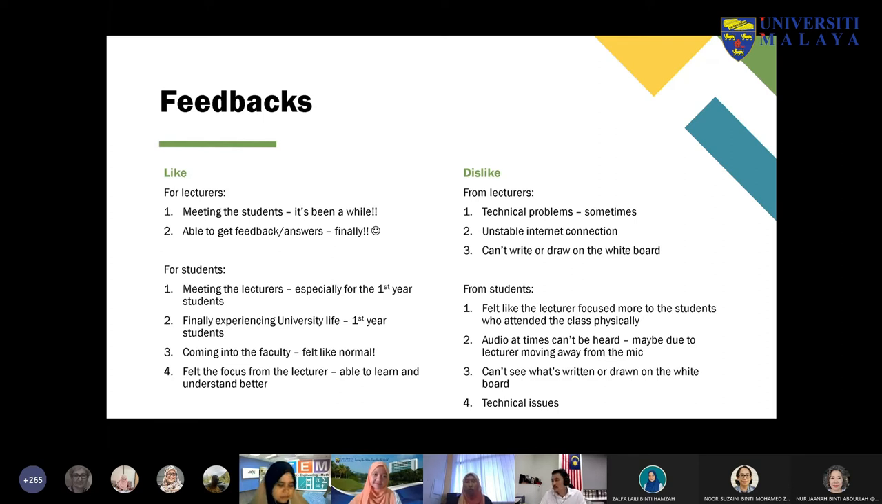And we can't write or draw on the whiteboard unless the camera is really focused on it. They do have the option of using a drawing tablet, but if you are not used to it, you find yourself struggling to use it. For lecturers, I think we are more comfortable using the whiteboard when we're drawing, so that's the only thing.